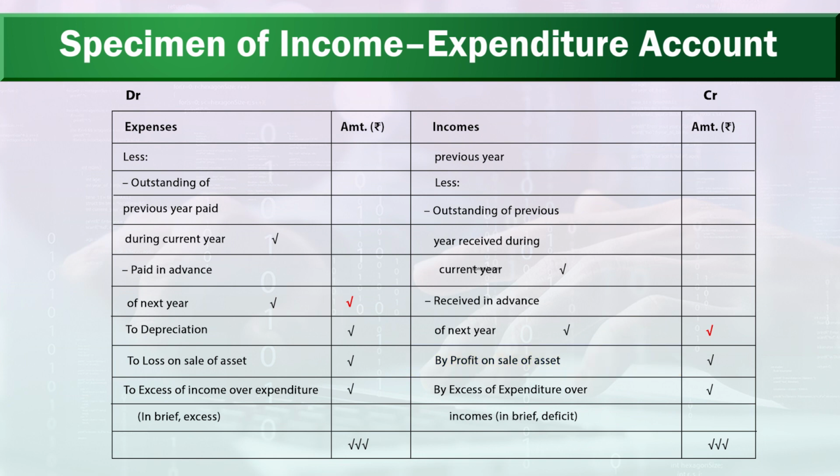Depending on the situation, either the income would be more than the expenditure or the expenditure would be more than the income. If the income is more than expenditure, it would be shown on the debit side of the income and expenditure account, which indicates that there is an excess. On the other hand, if expenditure is more than income, then it is shown on the credit side of the income and expenditure account, which indicates that there is a deficit.